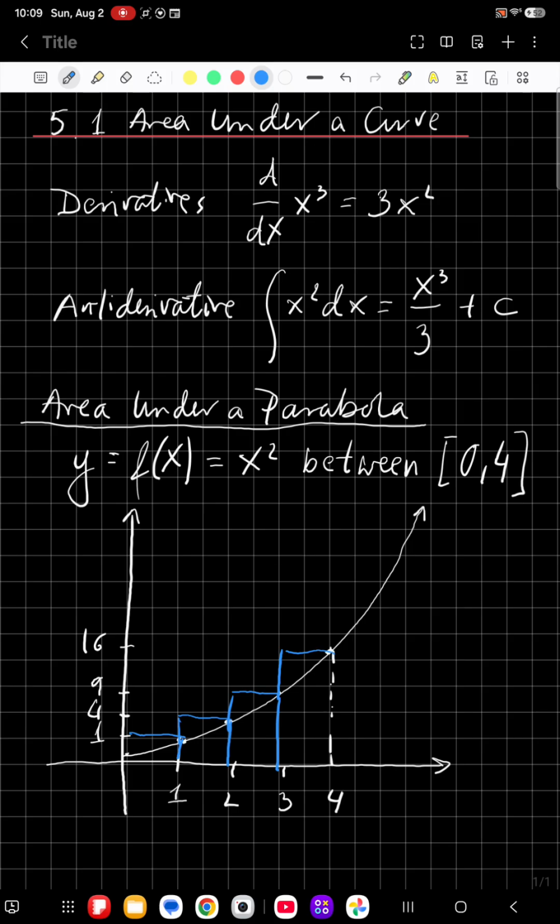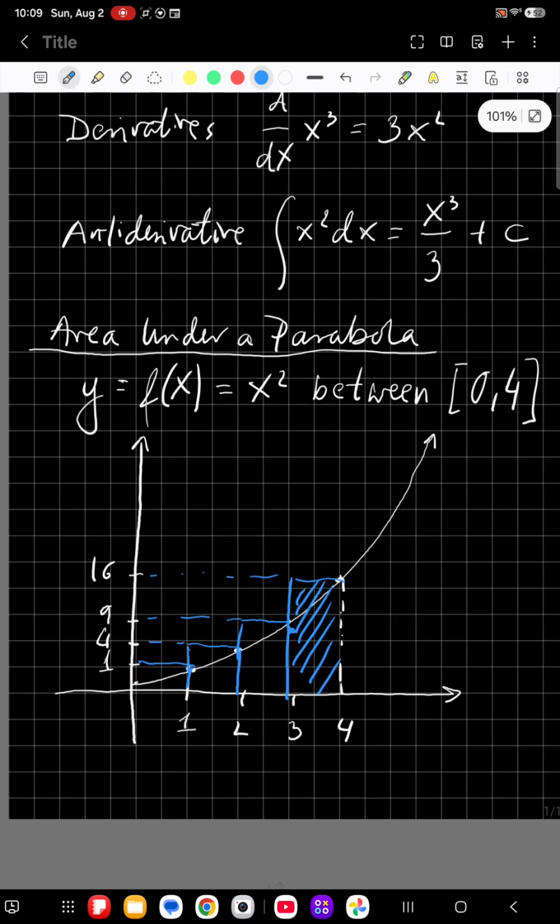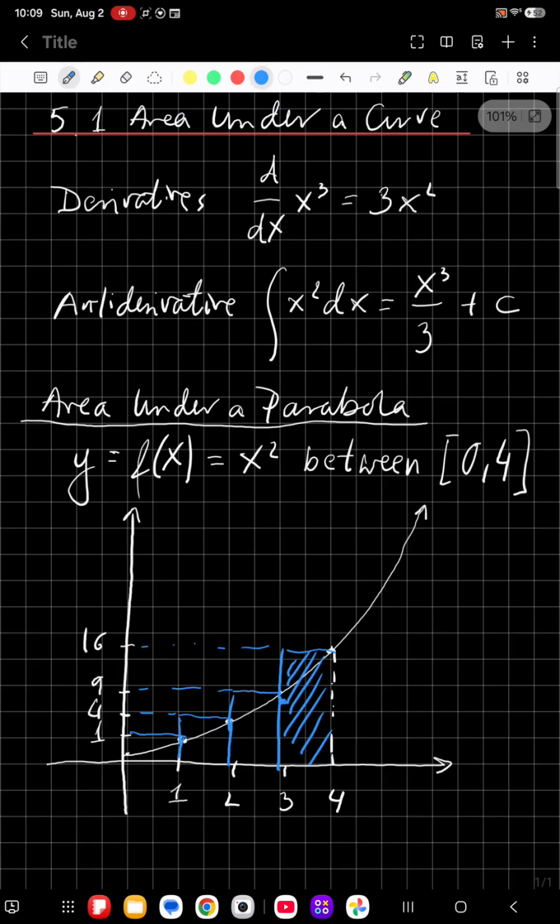Okay, so we have those points, those rectangles, and this is 16, 9, 4, and 1. I'm not going to shade all of them. Let me shade just one of them. We'll be adding all 4 areas of those. Let me see if I can squeeze it in here. So the area of the first one, let me shade that one as well.